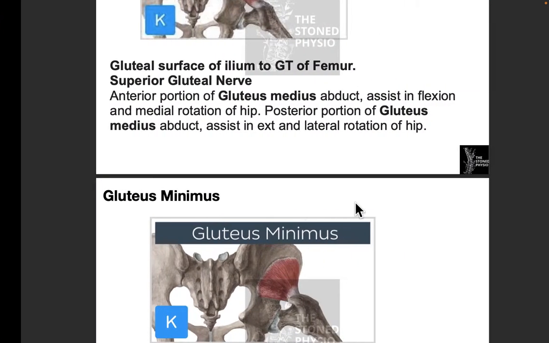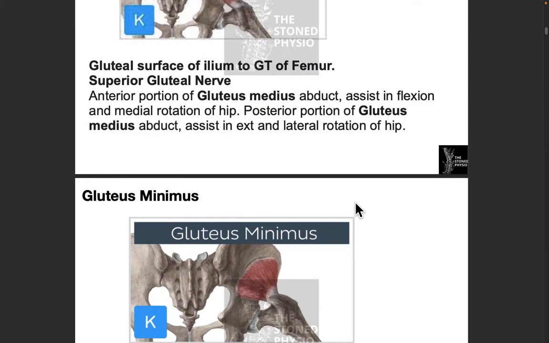I hope this is clear to everyone: the name of the nerve is superior gluteal nerve, but it supplies the small gluteal muscles, that is the gluteus minimus and medius, and the inferior gluteal nerve supplies the major gluteal muscle, that is the gluteus maximus.